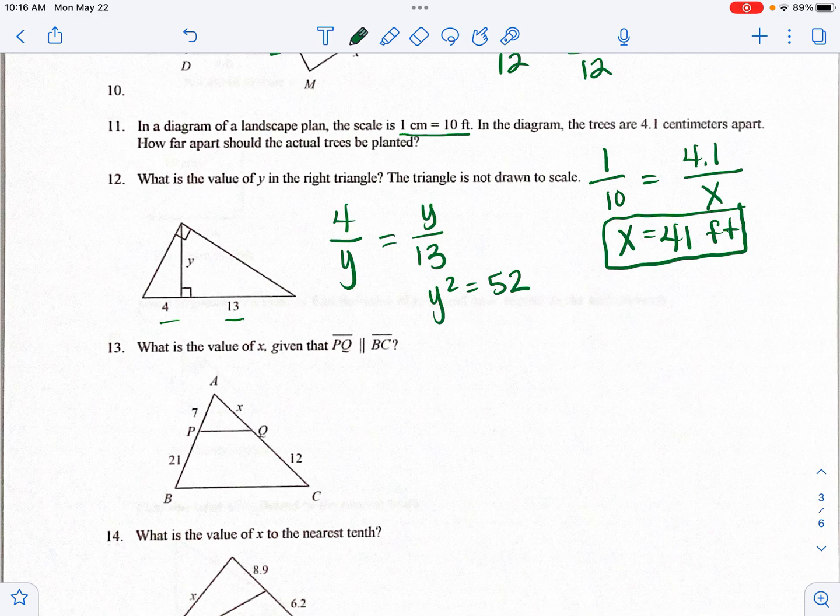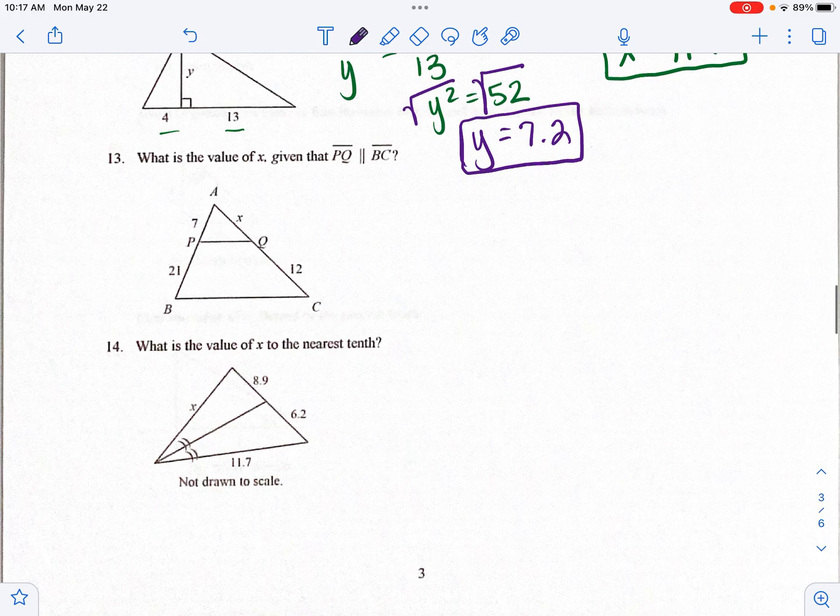Let's go ahead and find the decimal approximation for this one. I would have to take the square root of both sides, of course, because it is y squared. So y is going to equal approximately 7.2. And that's number 12. Since it didn't specify rounding to the nearest tenth, it's fine. And that's where we went with it.